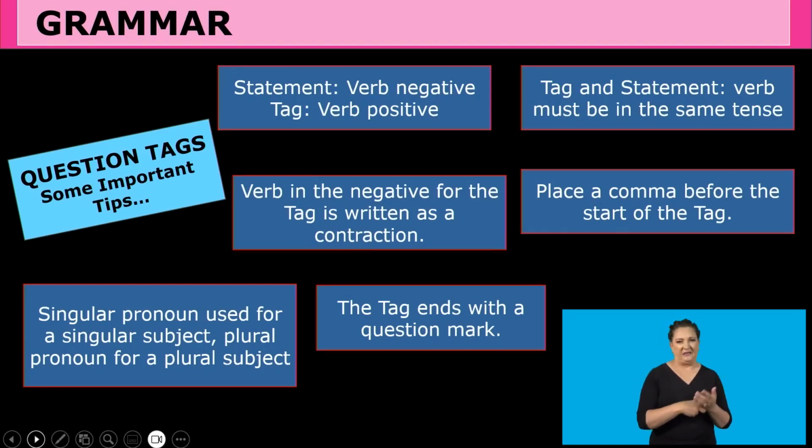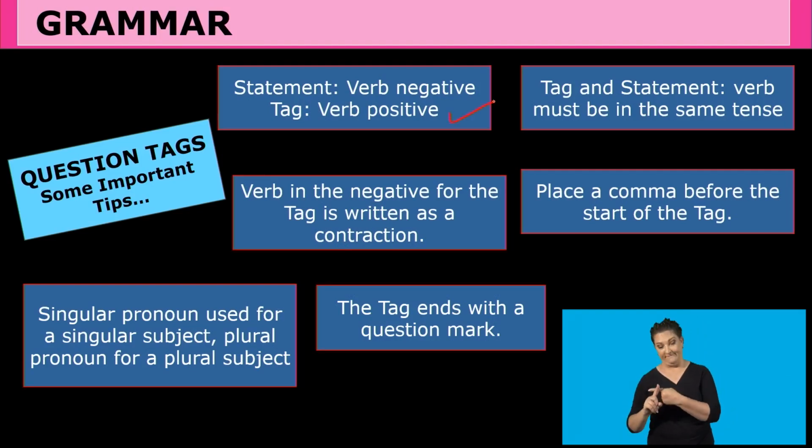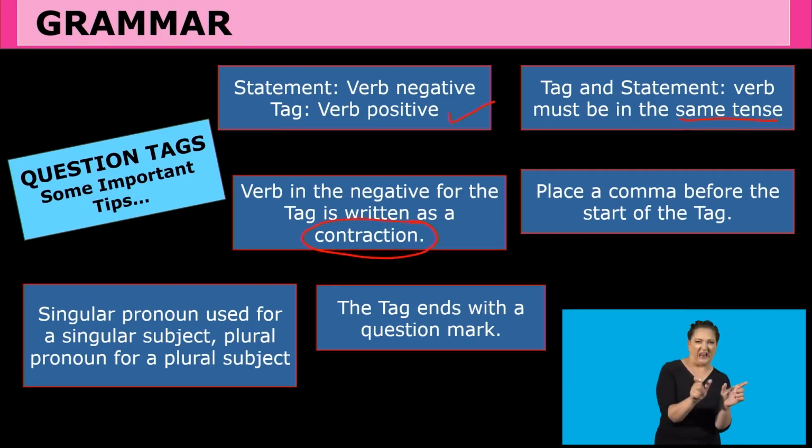Question tags, that's going to be our first segment that we're going to focus on. Remember, when your statement has a verb in the negative, the tag must have the verb in the positive, which is this one that we're focusing on here. The tag in the statement must have the verb in the same tense. That's very important, okay? The verb in the negative for the tag is written as a contraction, all right? And we're going to see that when we look at our example. Place a comma, very important, before you start your tag.